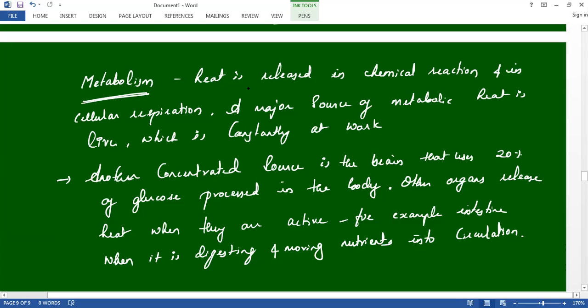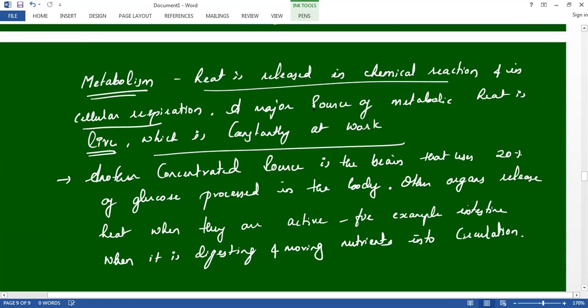Metabolism is heat released in chemical reactions, in cellular respiration. In cellular respiration, a major source of metabolic heat is the liver, which is at constant work. So once again, I'll repeat this: metabolism is heat released in a chemical reaction in cellular respiration, and the major source of metabolic heat is the liver, which is at constant work.